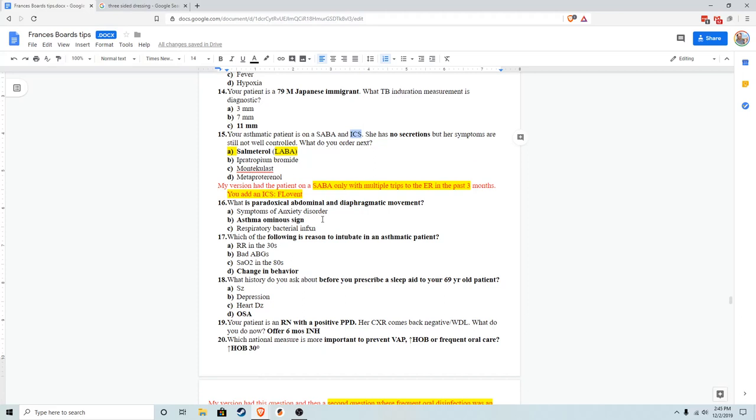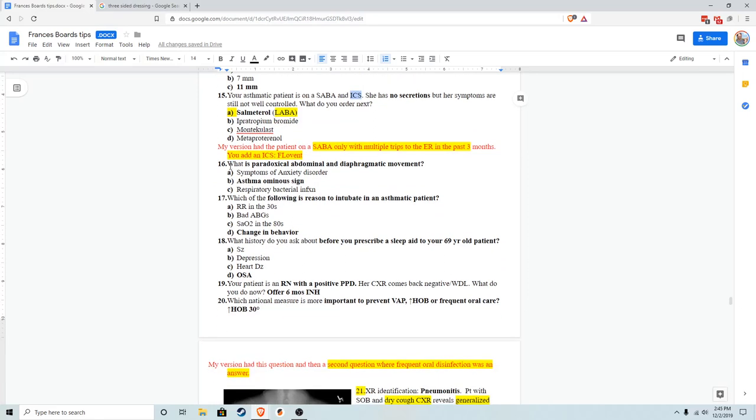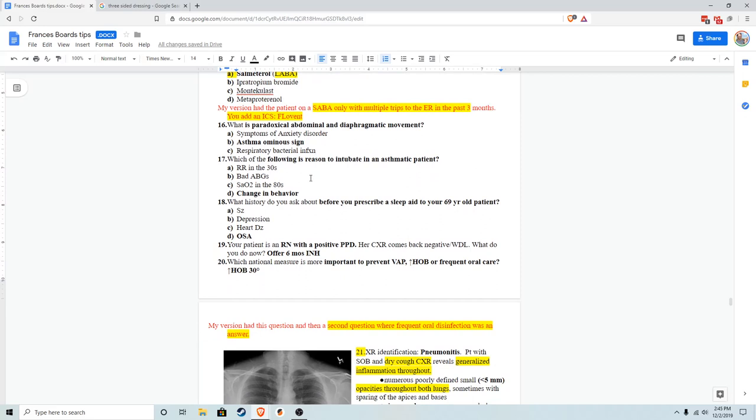All right. What is paradoxical abdominal and diaphragmatic movement? A, symptoms of anxiety disorder. B, an ominous sign in asthma. C, respiratory bacterial infection. I remember this from my FNP days when we're treating asthmatics in clinic.